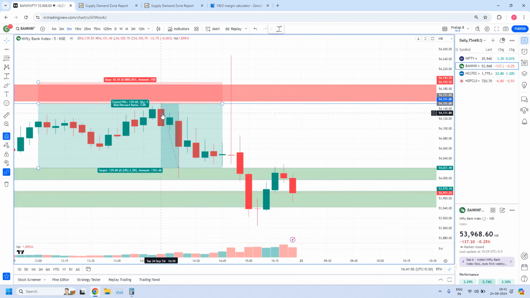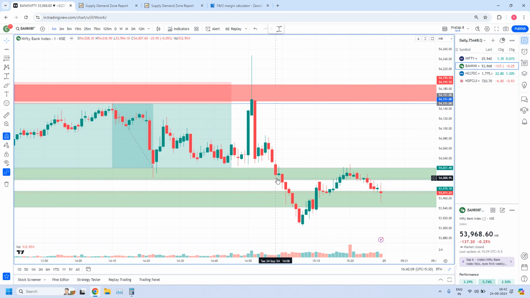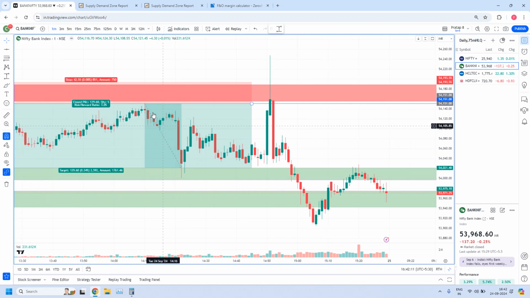We got entry in this candle, 14:10. That means today afternoon 2 o'clock 10 minutes we got the entry, and when it reached the 2 o'clock 20 minutes candle it reached the target. Let us go to 1 minute to get the exact clarity. Today exactly at 2:10 we got the trade, and at 2:22. That means in 12 minutes the trade is completed, and moreover it has given 1:3 RR.